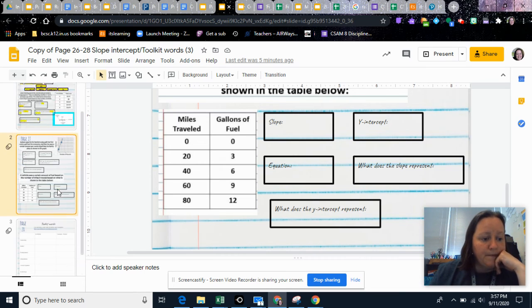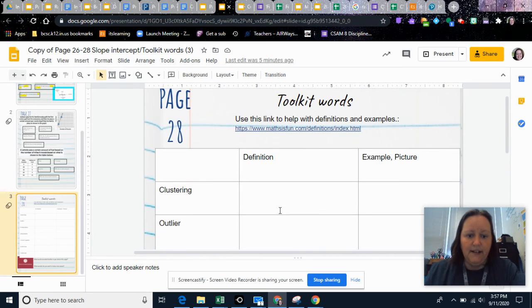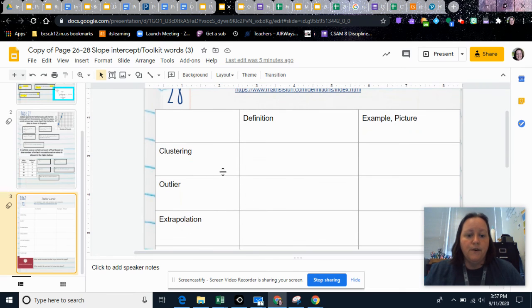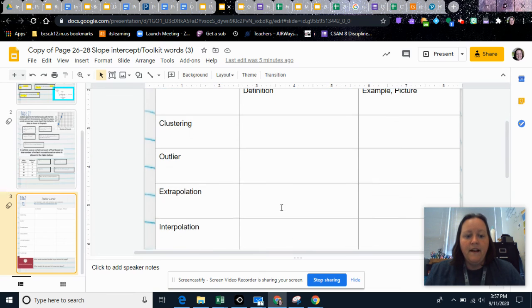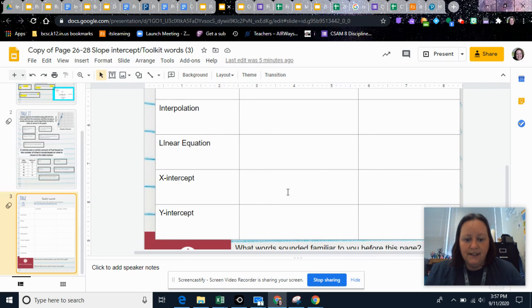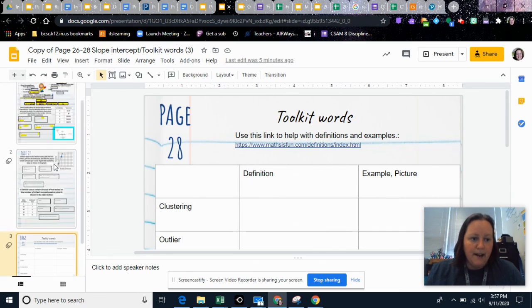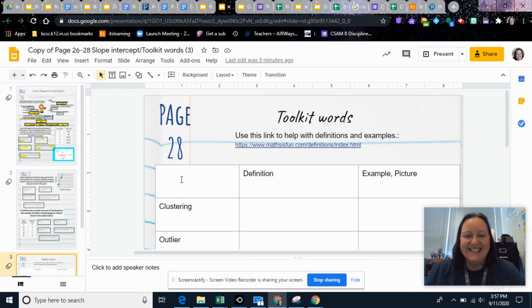And then page 28, we have new toolkit words that we need to define that will help us on our prediction packet. So I want you to define and give an example of clustering, outlier, extrapolation, interpolation, linear equation, x-intercept, and y-intercept. So please let me know if you have any questions. I did put the link to mathisfun.com right there for you. And I hope this will help you on pages 26 to 28 in your notebook.